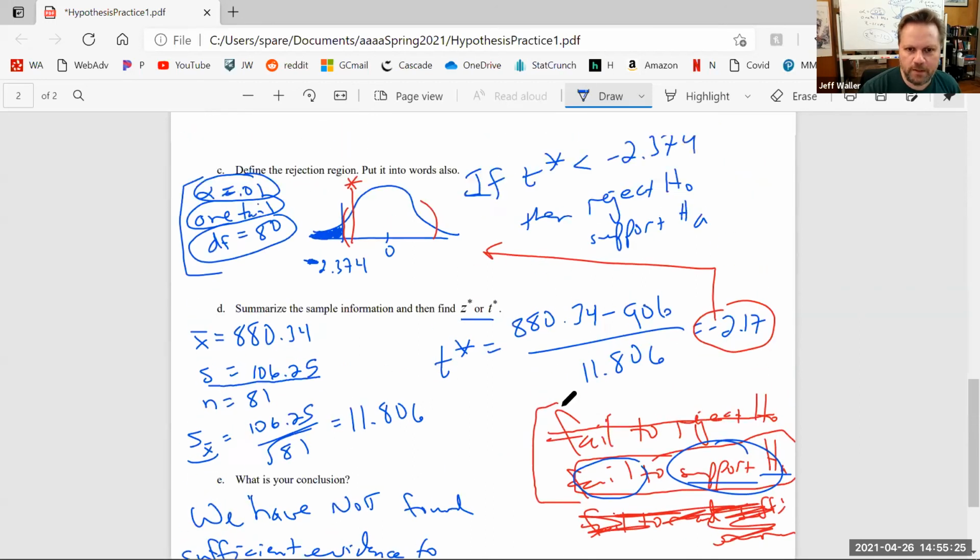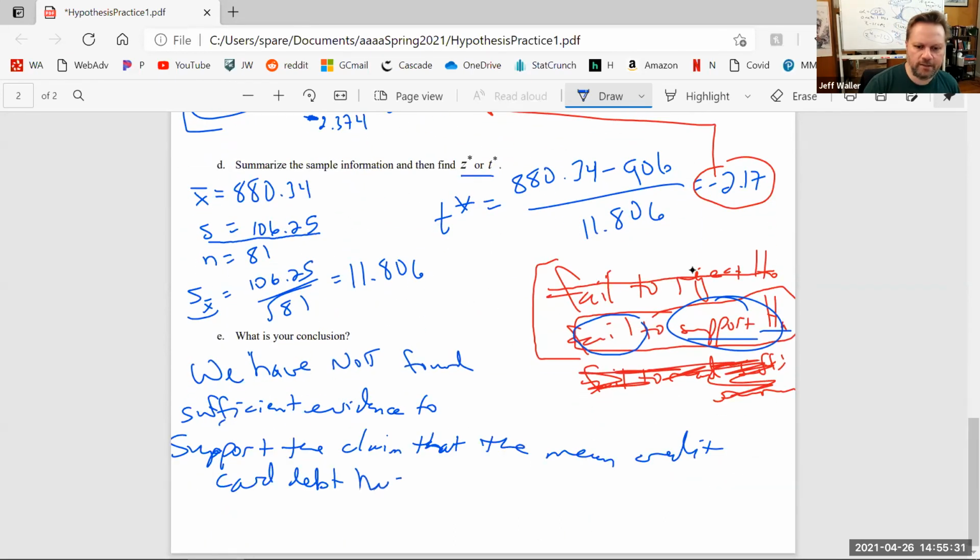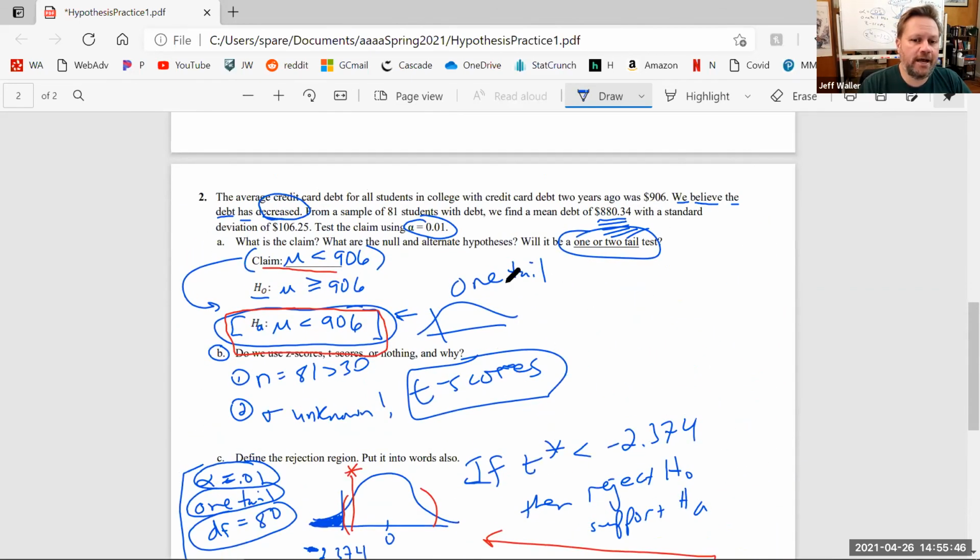Wouldn't that be amazing? Credit card debt has decreased from $906. That's all I'm going to say. So we cannot say that the credit card debt has gone down. For everybody, has the credit card debt gone down for this group of students compared to the overall average? Yes, because theirs is 880. But can we say that means that the credit card debt has gone down for all students? No, it wasn't strong enough evidence for that.